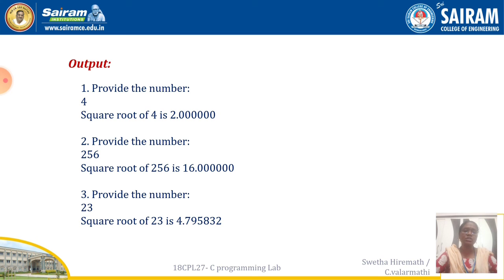Similarly, in the third execution I am giving 23, which is an odd number. For an odd number also we can perform the square root function. So the square root of 23 is 4.795832, which is my output. Likewise, it gives the square root of a given number. This concept is implemented with the help of a while loop in C programming. I hope you understand this logic. I'll catch you in the next video about the next logic. Thank you.